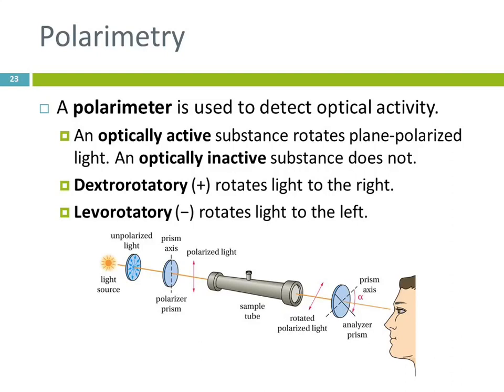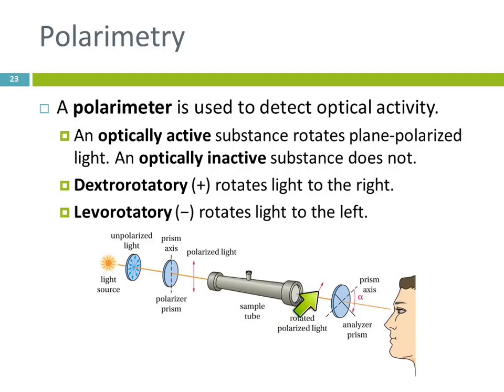It will rotate it. So if you put a substance in here and it rotates the light, then instead of seeing complete darkness when you have these at right angles to each other, because it rotates it, you'll see a little bit of light coming through. And then you adjust the prism on this side so that it completely blocks the light again, because that's easier to see than when it's completely coming through.